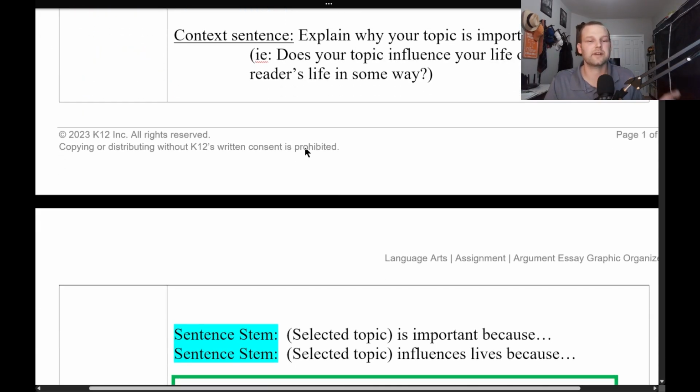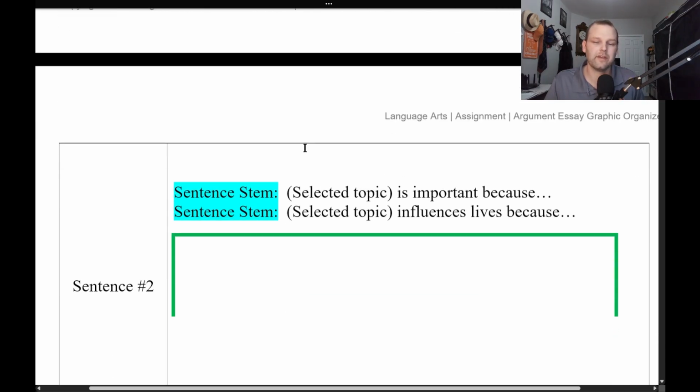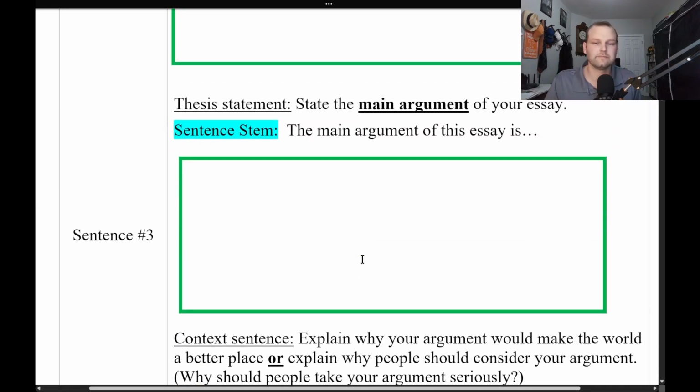Sentence number 2 is a context sentence. Give the reader some ideas and some background information about why your topic is important or how your topic influences the reader's life in some way. For example, selected topic is important because, or selected topic influences lives because.